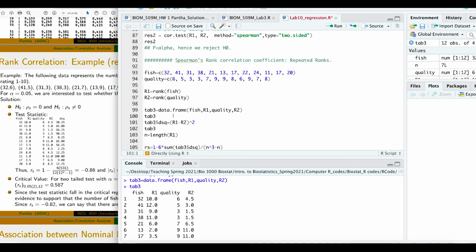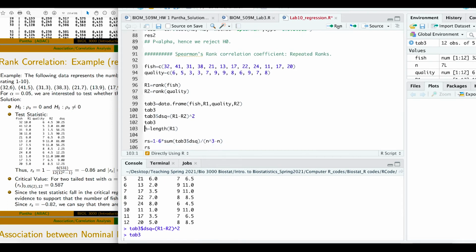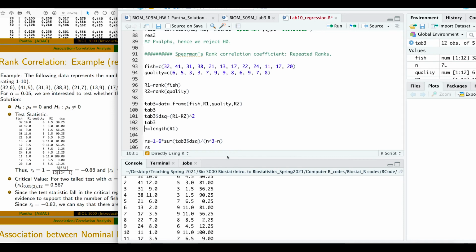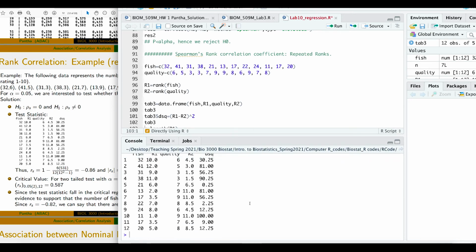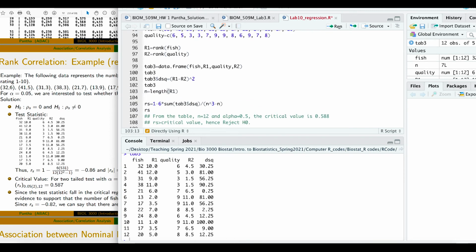Now I am going to find the squared deviation, right? I assigned a new column name DSQ, which is (R1 minus R2) squared. So table 3 is that, right? You see that? Let me move it a little bit up so that you can see all of those rows there. Now what is n? n is the length of R1 or length of R2. Now to find rS, which is 1 minus 6 times the summation of d squared over n cubed minus n, this is what you did.